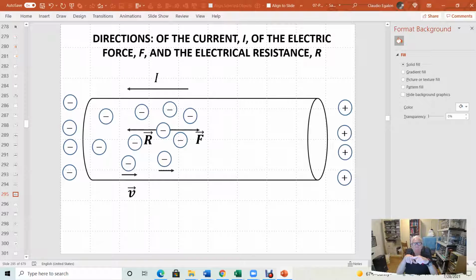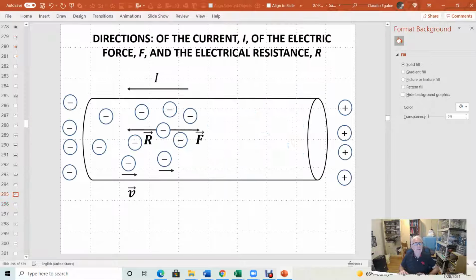Okay? But because most materials have an electrical resistance, which is the electrical counterpart of friction, this resistance is going to oppose this electric force. And the charges are going to move, but they are going to move with constant velocity. A constant drift, we call it constant drift velocity. That's how you should picture it.